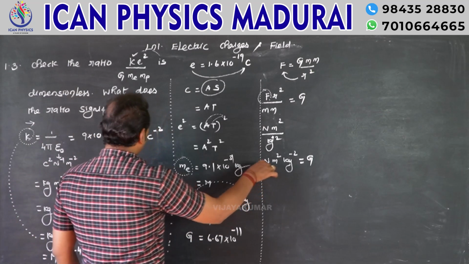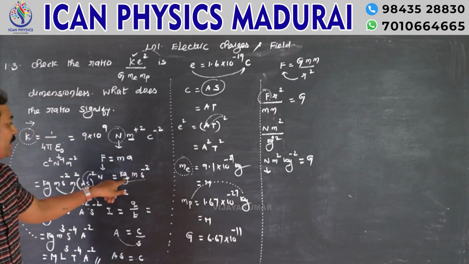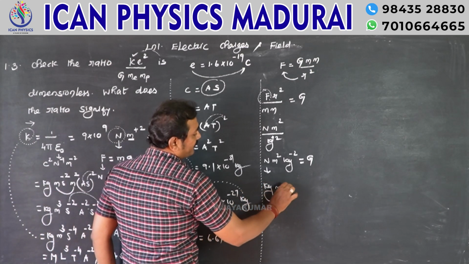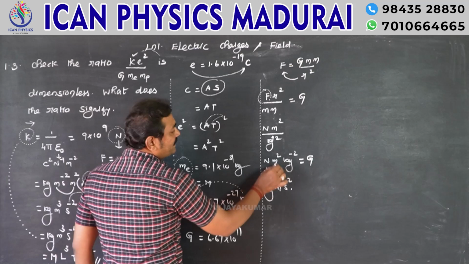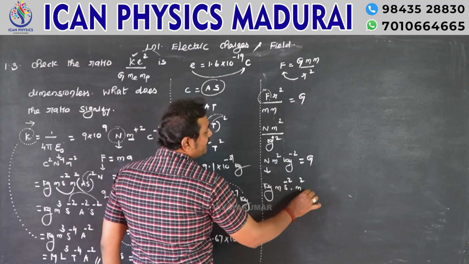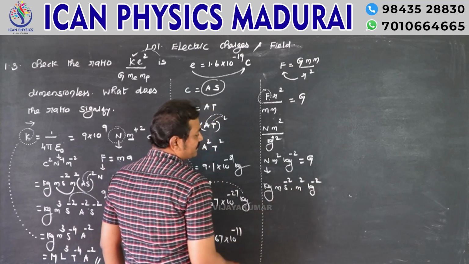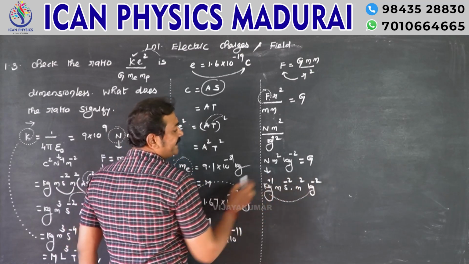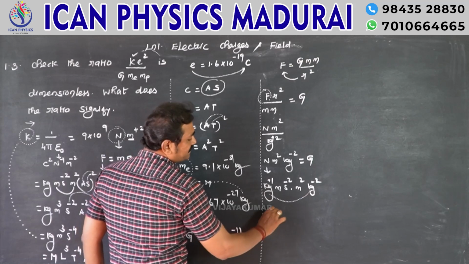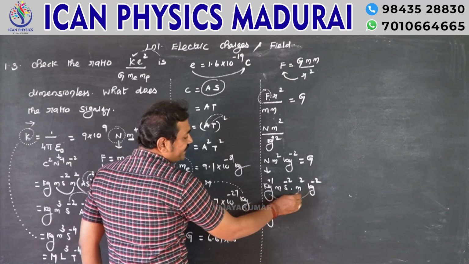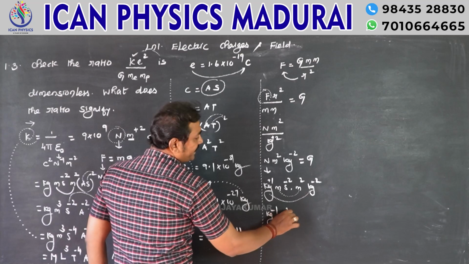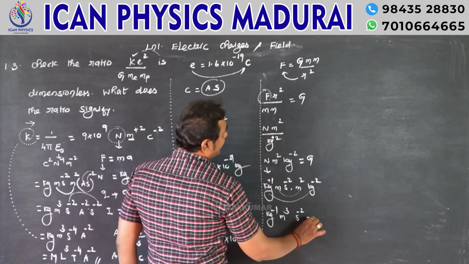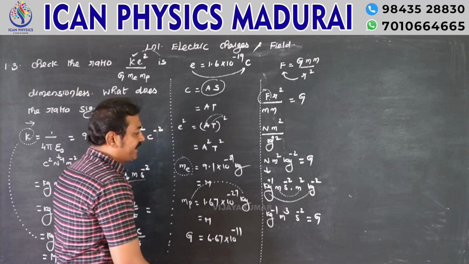Newton. Just now we have studied Newton: kilogram meter per second square, into meter square, into kilogram power minus 2. Now we can combine these two. Kilogram power plus 1, here it is minus 1, so it becomes kilogram power minus 1. Meter square into meter, so meter cube. Now we are having second power minus 2. So that is the unit of capital G.